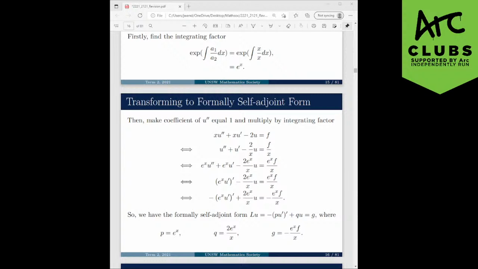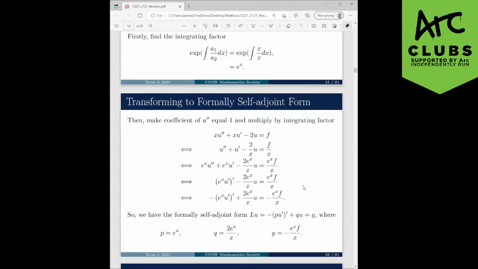Once you have this beautiful collapsed down form, you should be able to get into the formally self-adjoint form. You can kind of stop here, but you can also just multiply negative to everything just to properly check out the negative of (pu')' plus qu equals g. Just exactly the definition of the formally self-adjoint form. And then you can just do a little matcheroo. So the p here is just e to the power of x. Your q here is 2e to the power of x over x. And your g here is this huge term on the right-hand side. And there's your formally self-adjoint form.